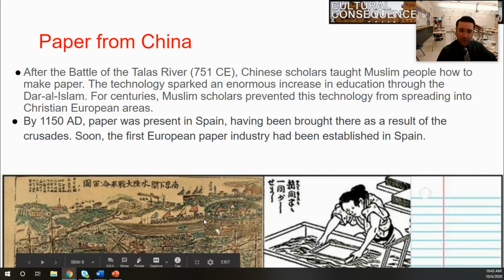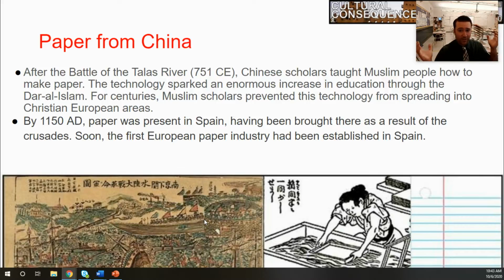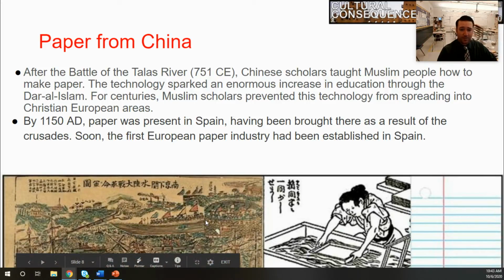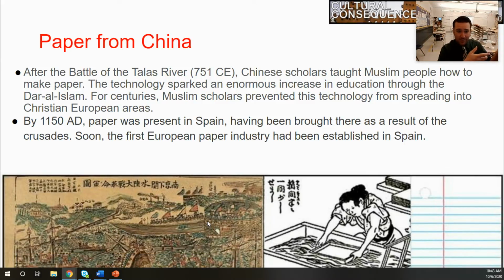Paper from China also, that's important. We talked about how gunpowder is a really important invention. It changes warfare as we know it, right? But the pen is always mightier than the sword, as they say. And so, imagine a world without books and writing and paper. That is going to start from China, the way we make paper, and then it's going to spread.